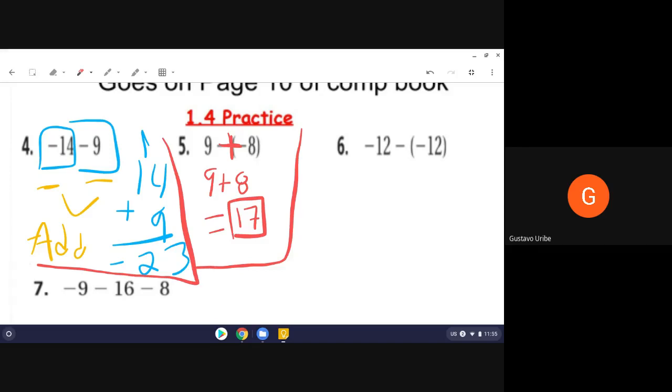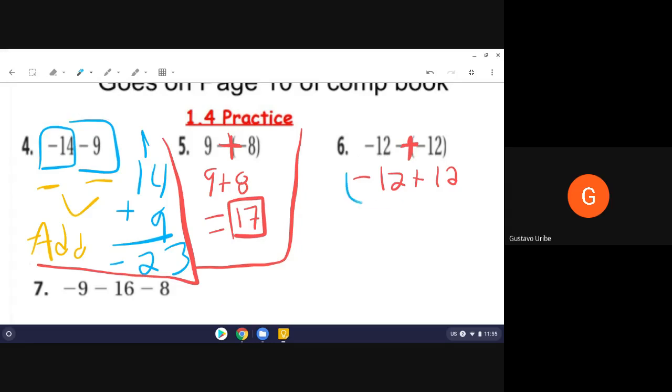Okay, let's try this again for 6. We'll do the same thing. I have a negative times a negative right here. The shortcut says I combine the 2 negatives. I just connect them and make this a plus. I'm going to rewrite this problem: negative 12 plus 12. Okay, so let's think about this.